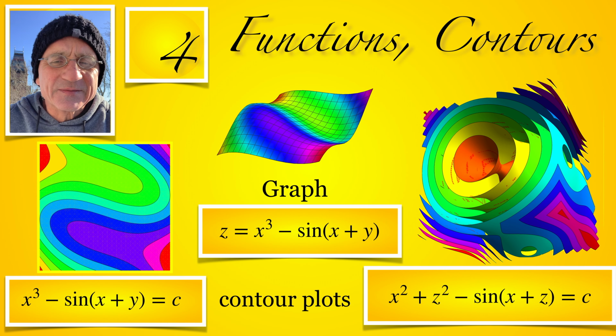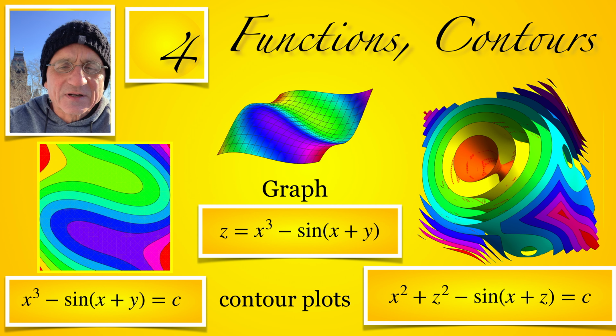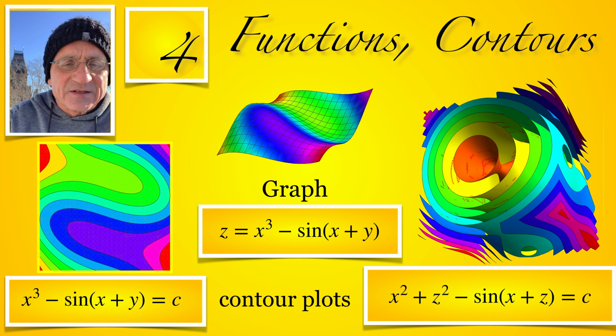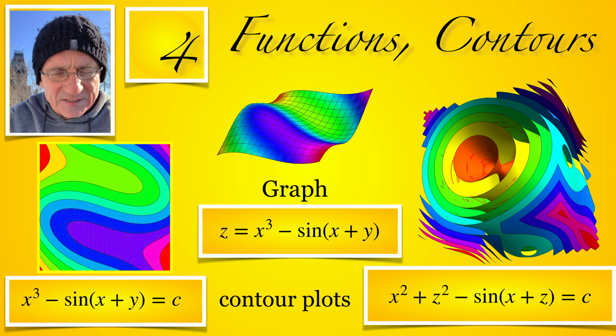Functions of two variables can be visualized as graphs in three dimensions or illustrated by plotting the level curves. In three variables, where we can no longer draw the graph of a function, the contour plot still works and produces contour surfaces.